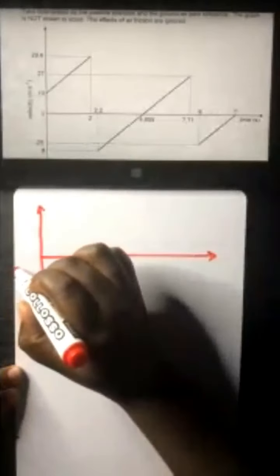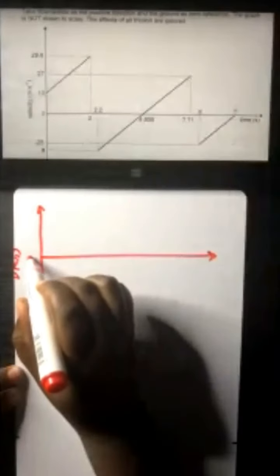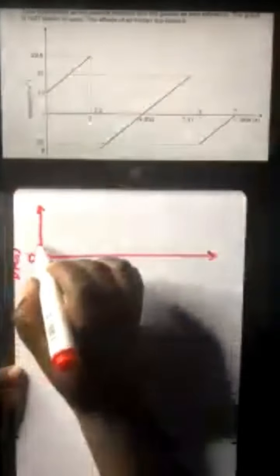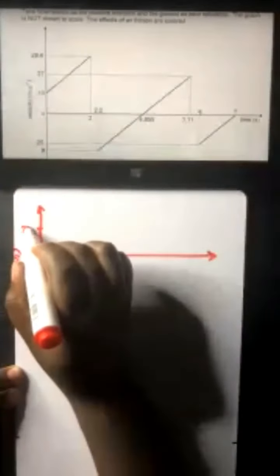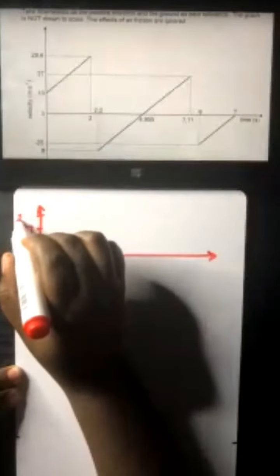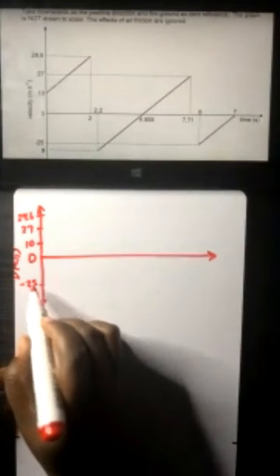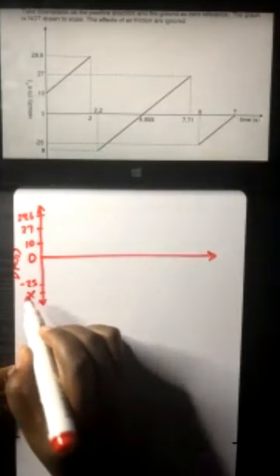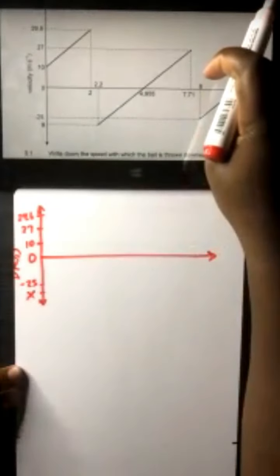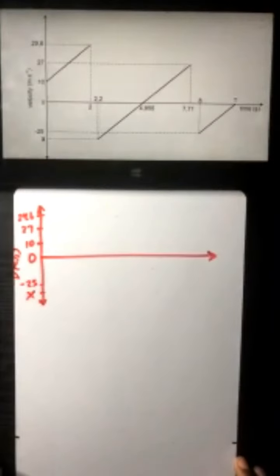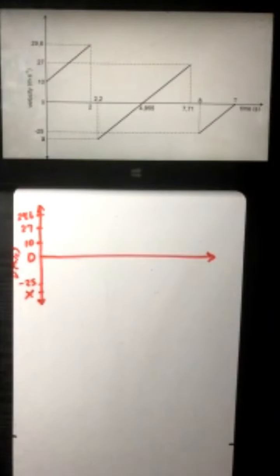So we've got velocity, which is obviously in meters per second. And we've got 0 there. We've got 10 there. We've got 27 there. We've got 29.6 over there. On the negative side, we've got, let's say, negative 25. We've got x. Okay, let me just leave it there and start to explain what's going on.